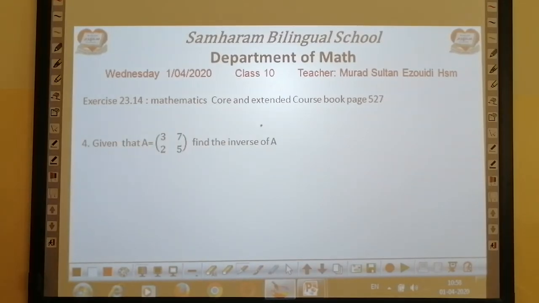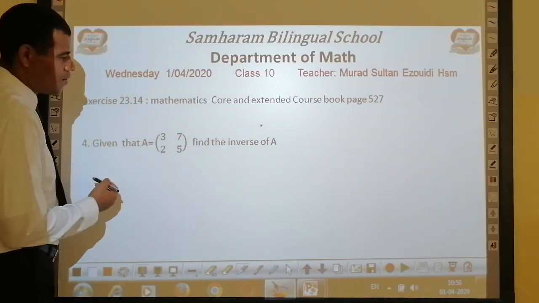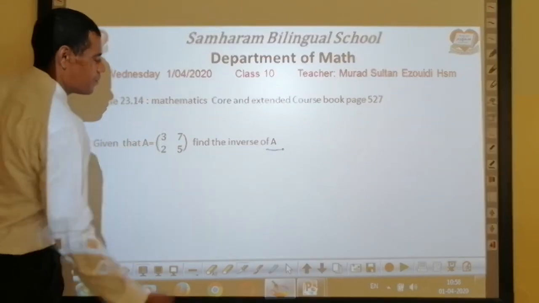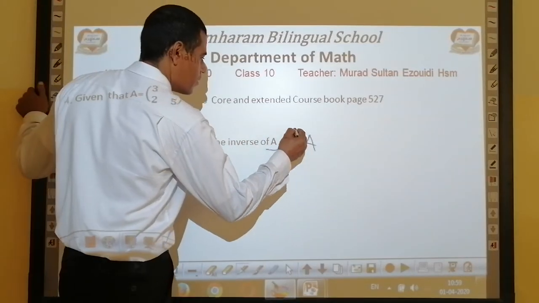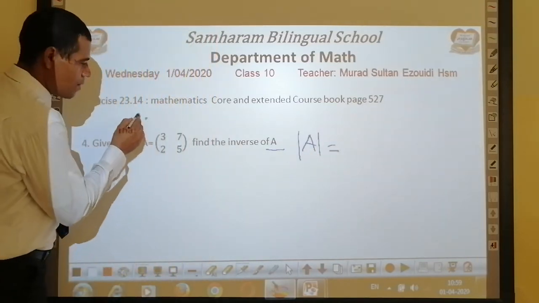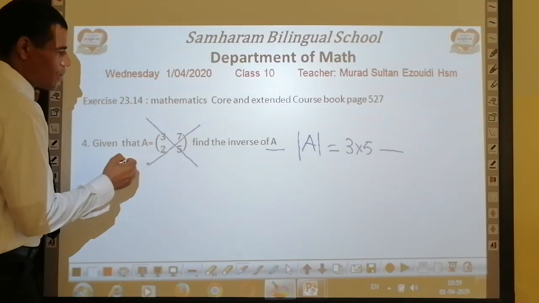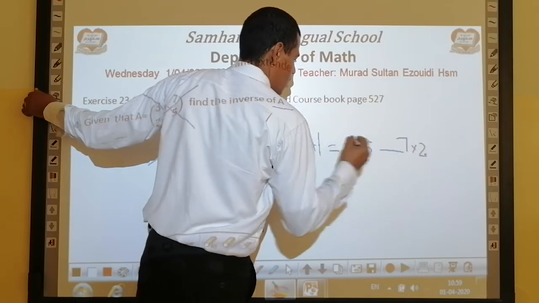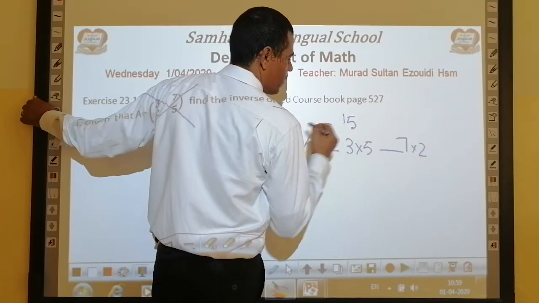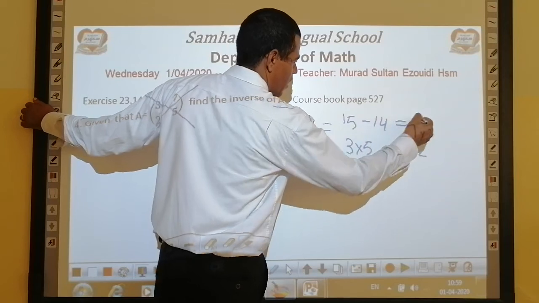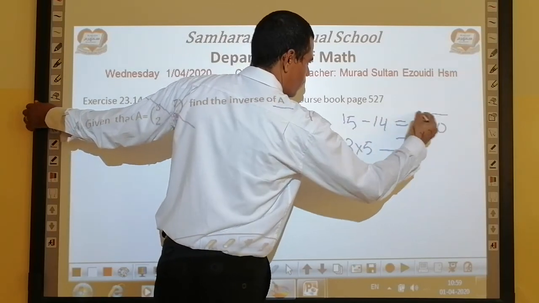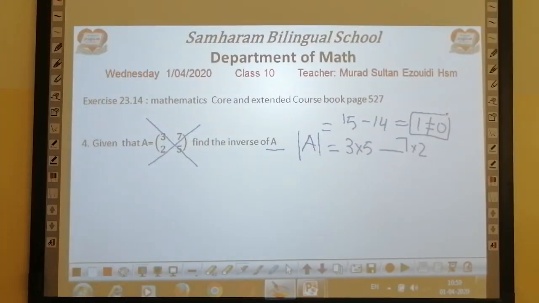Okay. Now we move to the next page. 2314, mathematical and extended course. The question: given that A equals 3, 7, 2, 5, find the inverse of A. Okay. The determinant of A is what? It is 3 multiplied by 5 minus 7 multiplied by 2. 3 by 5 is 15 minus 14 is equal to what? 1, which is different to 0. The value of our determinant is 1.